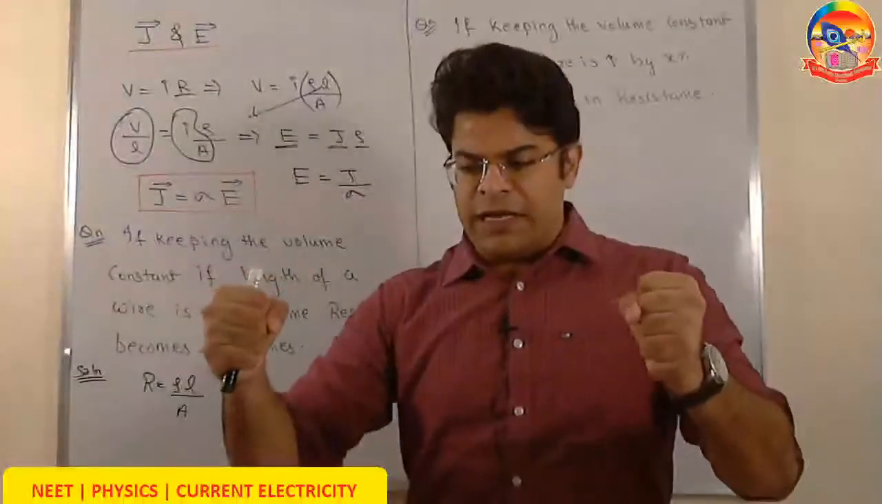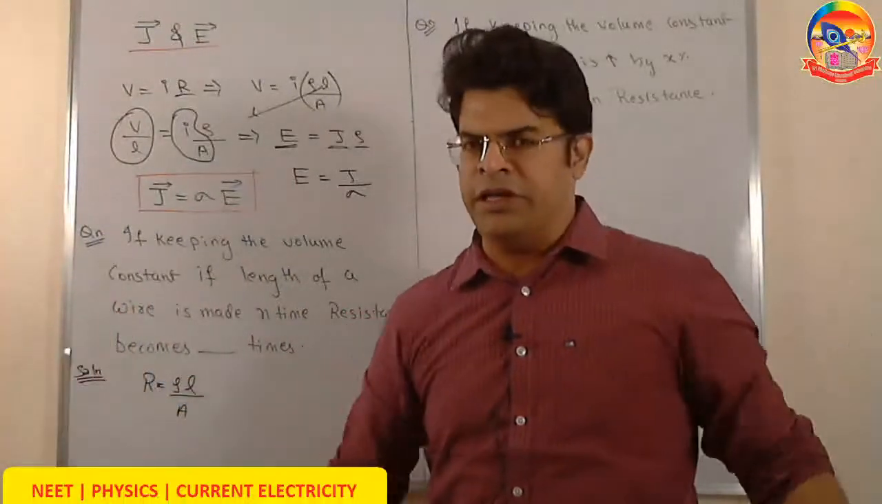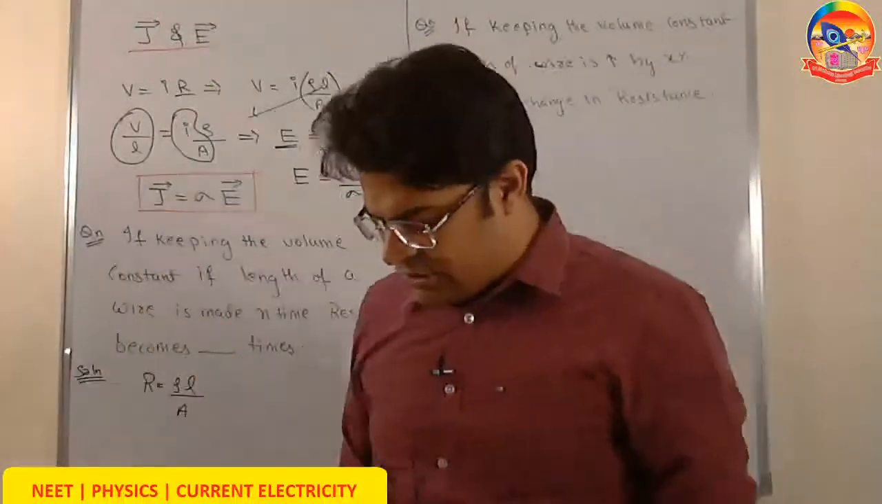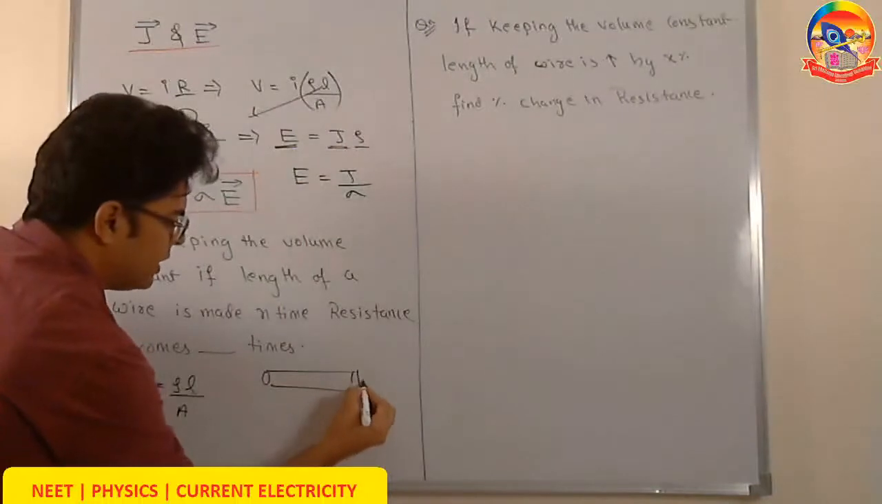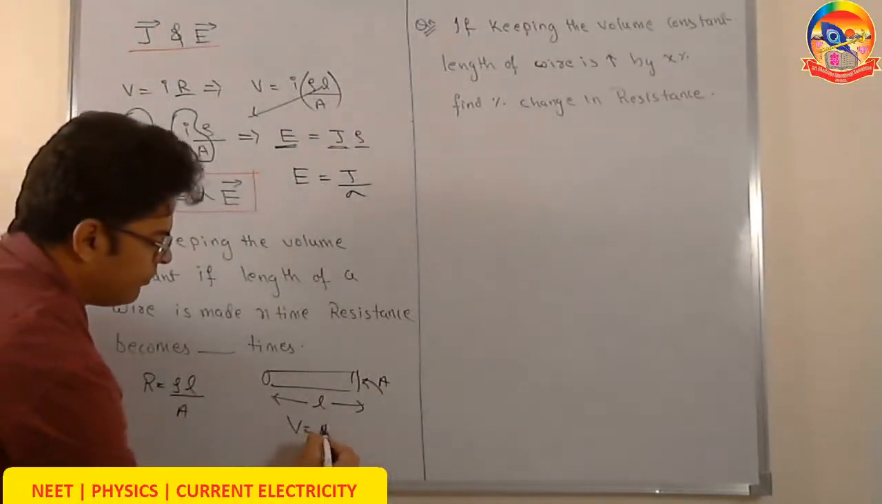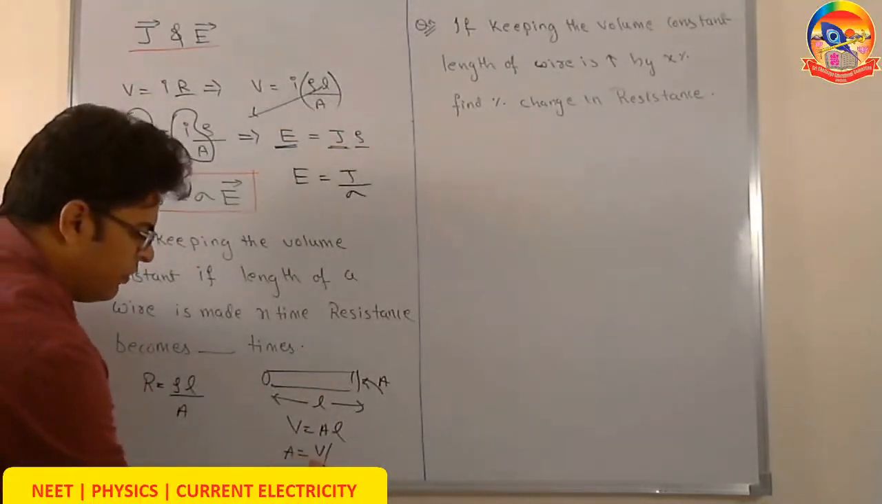Because when you increase the length, if the volume of the whole wire is constant, the cross-sectional area should decrease. When the length becomes n times, the cross-sectional area should become 1 by n times if the volume is constant. Let's say we have this wire, and for this wire, let's say the cross-sectional area is A and the length is L. We will say that the volume equals A times L. So you can also say that the cross-sectional area equals V by L.